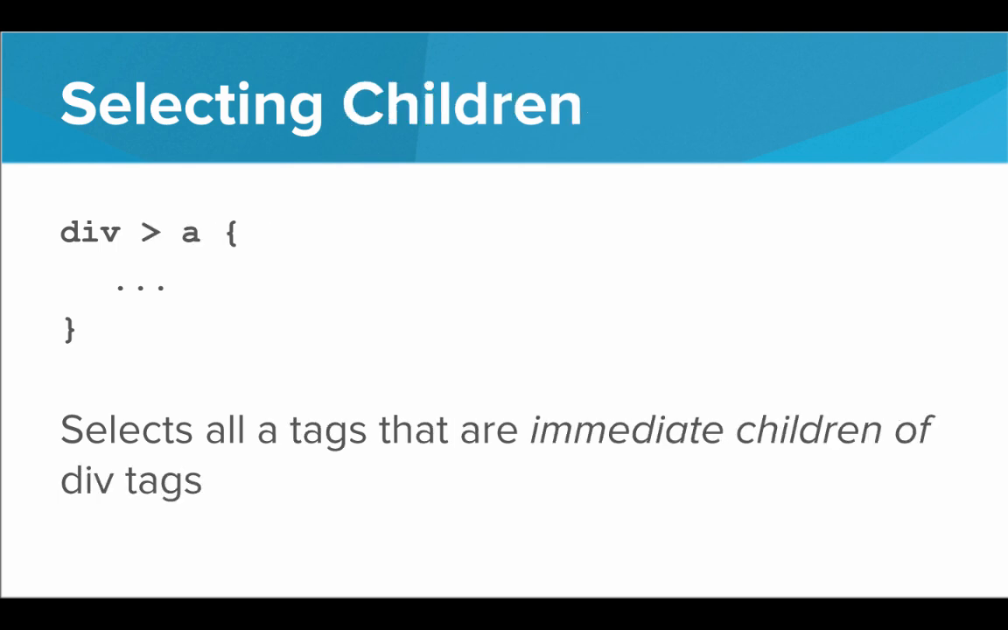Now, how can we select children? Well, to select immediate children of an element, we use the child combinator, which is just the greater than symbol. So if we have div and then the greater than symbol, then a, this is selecting all a tags that are immediate children of div tags. If they're very deep inside the div, it won't be selected, but if they're just immediate children, it will. So let's see an example of this in action.